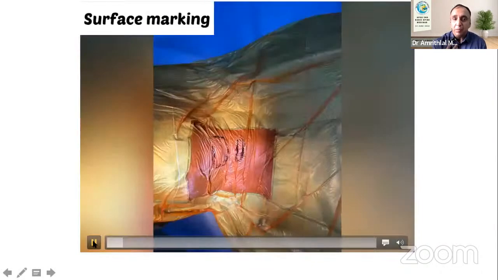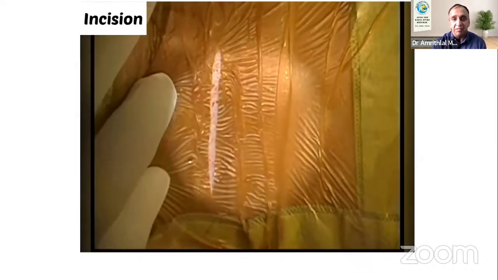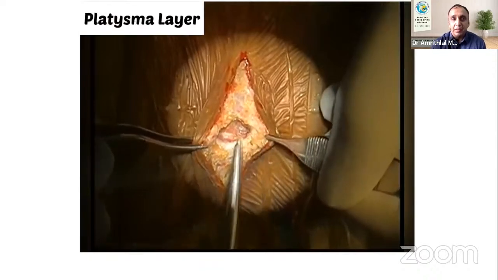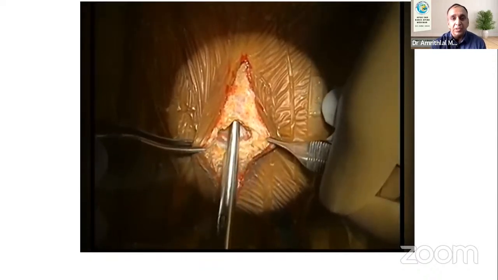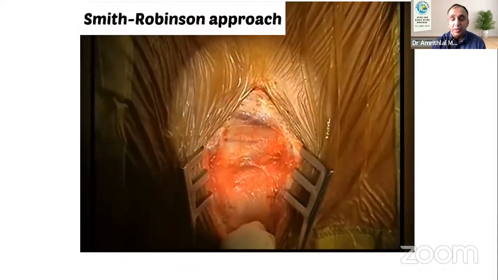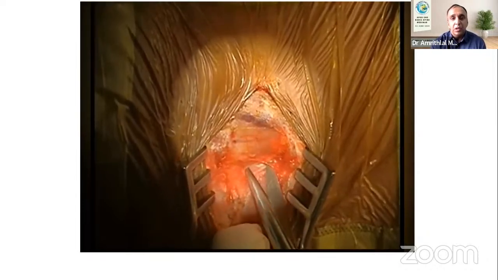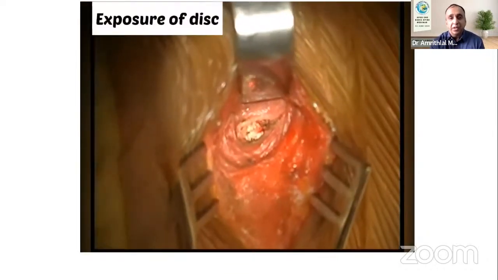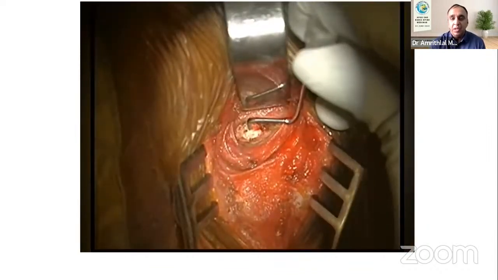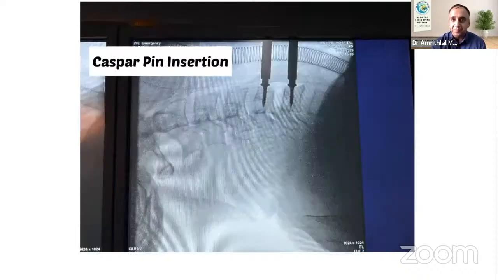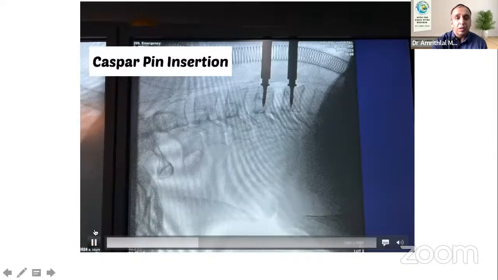Then you proceed on, mark the thyroid cartilage and the cricoid process, and your incision for the C5, C6 level will be in between that. A regular transverse incision, and then dissect out, put a transverse incision on the platysma also to expose the deep cervical fascia. Do a bloodless dissection, medial to the sternomastoid, just like the regular Smith-Robinson approach, and identify the disc space. Take a check X-ray and then put on the Caspar pins.